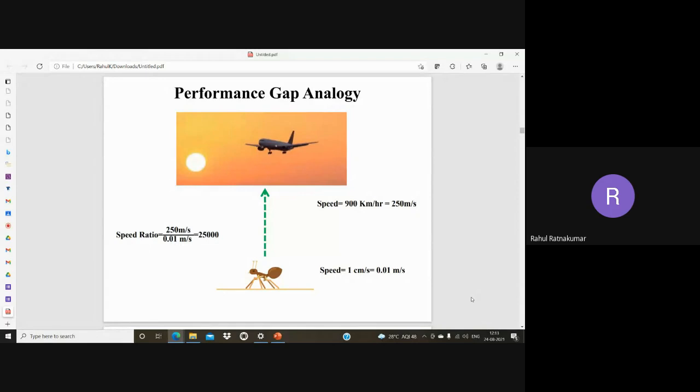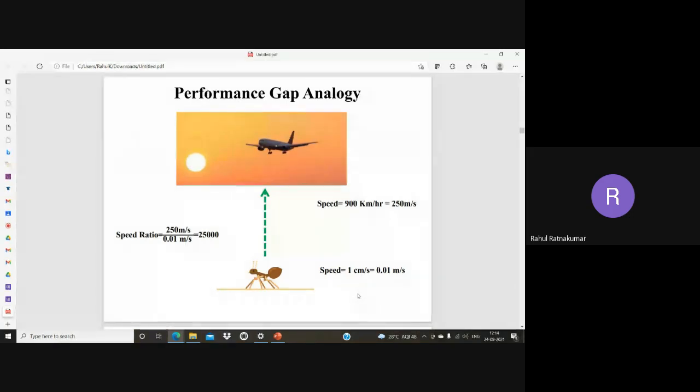If the ant wants to talk, or deliver something, or transfer data or some piece of goods to the aeroplane, is it practical? It is not practical. Why? Because of the speed difference. There's a lot of disparity in the speed. The aeroplane is 250 meters per second, but the speed of the ant is 0.01 meters per second. So the difference is 25,000 in magnitude. How will you expect an ant to transfer some goods to the aeroplane? That is the challenge we are facing in computer architecture: the bottleneck between memory and processor. The ant represents your memory, and the airplane represents the processor.